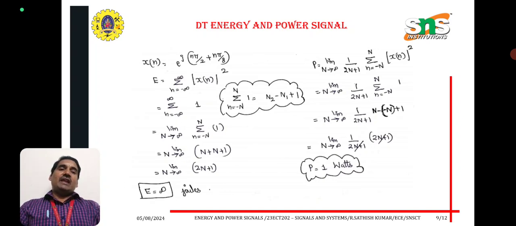Power is equal to the limit n tends to infinity of 1 by 2n plus 1, summation n equals minus n to plus n of x of n the whole square, which is 1 by 2n plus 1, summation n equals minus n to plus n of 1. Therefore, as n tends to infinity, 1 by 2n plus 1 into n minus of minus n plus 1, which is 1 by 2n plus 1 into 2n plus 1. The 2n plus 1 terms get cancelled. Power is equal to 1 watt.